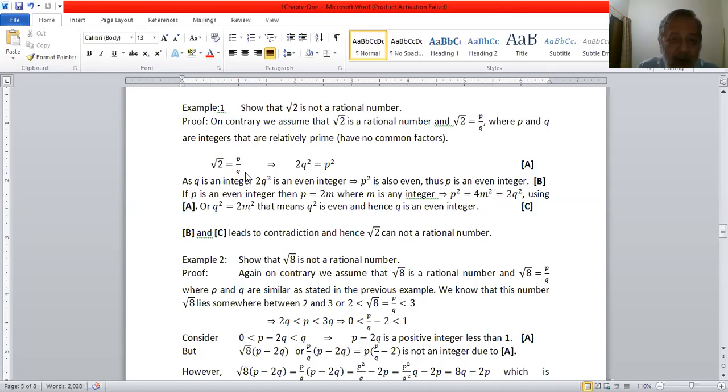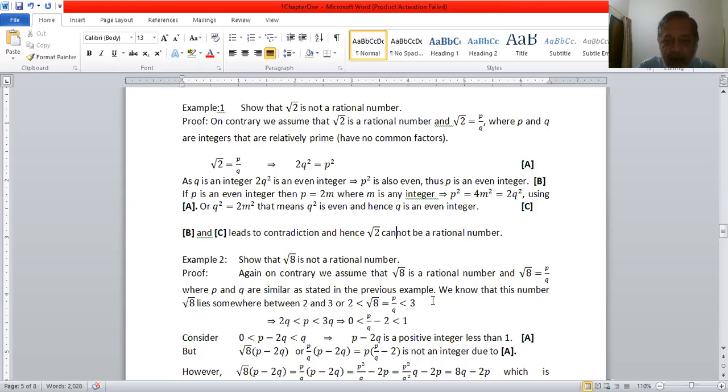Now p upon q both cannot be even because हमारी rational numbers में p and q relatively prime होते हैं. So that is a contradiction. B and C lead to contradiction, and hence root 2 cannot be a rational number. This is one proof. There are other proofs of similar thing.